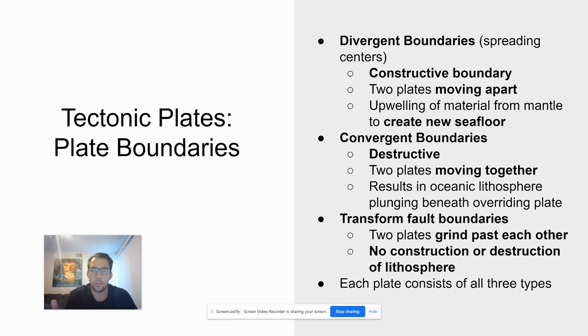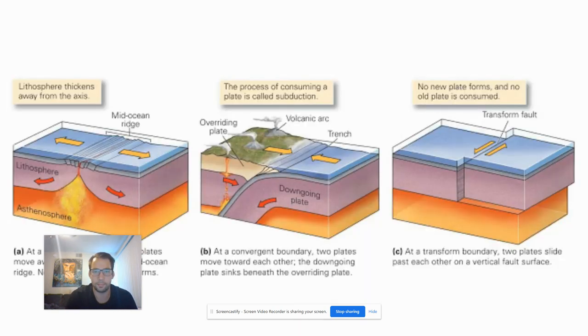And transform fault boundaries is what happens when they just slide against each other. They're not creating or destroying parts of the crust, but the transform fault boundaries is what we experience as earthquakes. So there is some activity going on at these boundaries. And here's a visual model for each of these. On the left, we have divergent boundaries. In the middle, we have convergent boundaries. And on the right-hand side, we have a transform fault boundary.